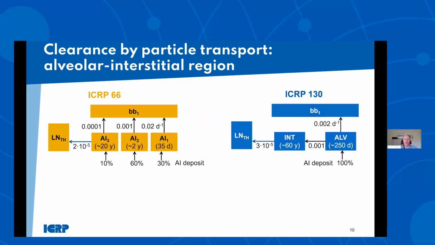Going to the alveolar interstitial region, the evidence here showed that the original HRTM was underestimating the long-term retention in the lungs. And so the new model addresses this point. In the new structure on the right, you have only two compartments, one for the alveoli and one for the interstitium. This structure has been published and used for the analysis of autopsy data of US coal miners.